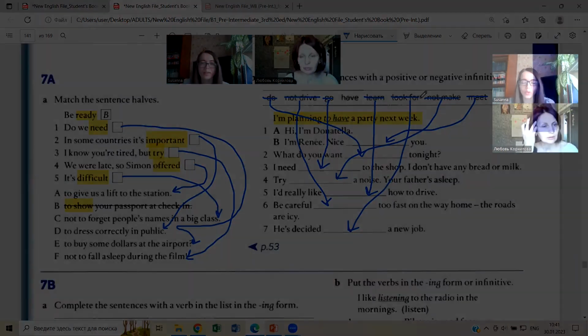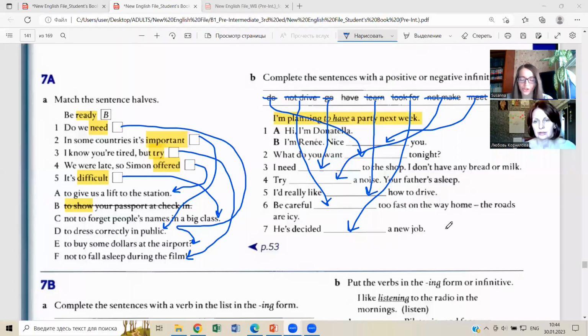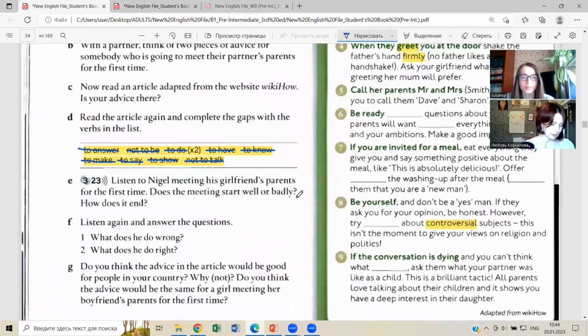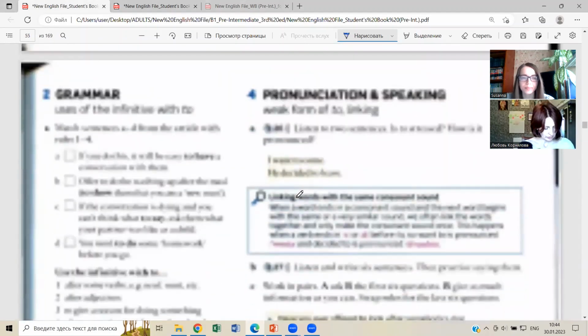Okay. And now please open page 53 in our student's book. Let's do exercise 2.